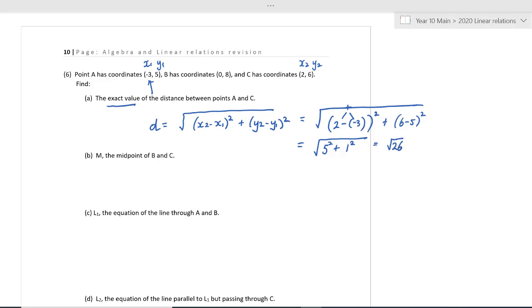Now it says the midpoint. Again, use the rule, but this time be very careful. We've been asked between B and C. All right, so B and C. Let's have a look. B has coordinates this. So if you like, I'll just consider this time we'll call this x1, we'll call this y1.